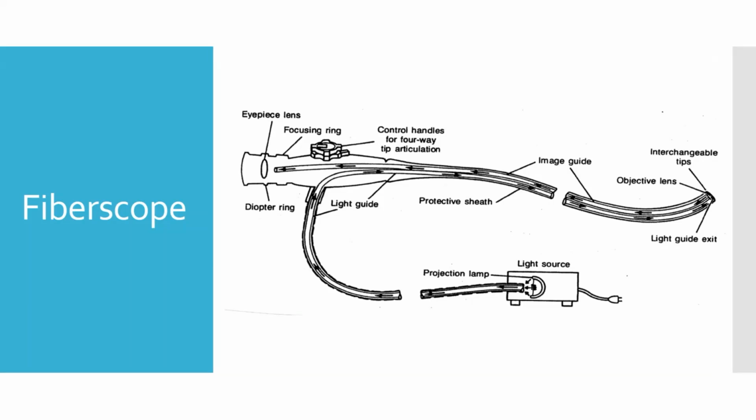So, this one says it's four-way articulating. What that does is you're going to have little tiny wires or flexible rods that run the length of the scope along with those fiber optics, and they're able to bend and pull that tip to make it move up and down. It's usually the last 2 to 3 inches of the tip that's able to articulate.